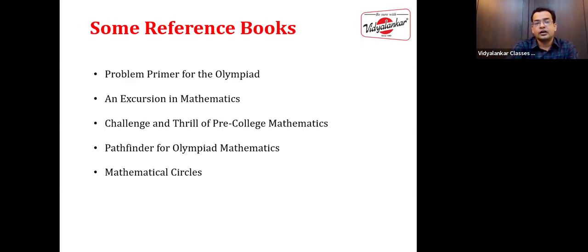Some reference books: Problem Primer for Olympiad, a very good book when it comes to problem solving. Excursion in Mathematics, a good book for theory as well as problems. Challenge and Thrill of Pre-College Mathematics. Pathfinder for Olympiad Mathematics. There is one more Pathfinder for IOQM and RMO. Or Mathematical Circles, again a very good book to start with. Any one of these reference books, if you don't have it, purchase it, or if you already have it, start solving questions from this book.